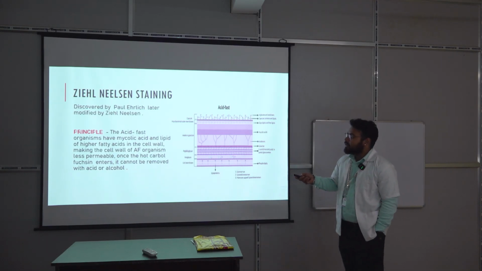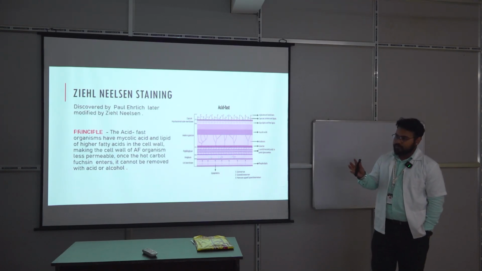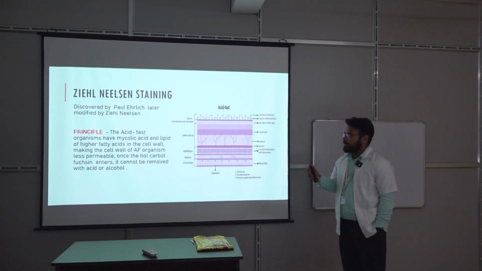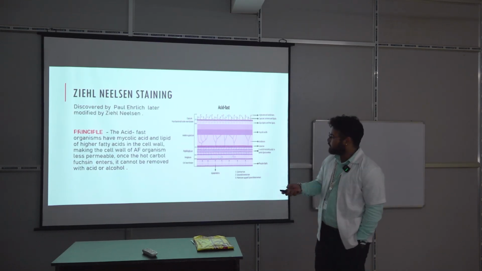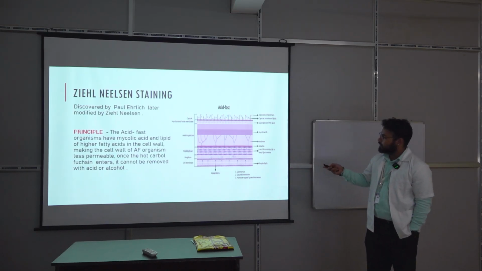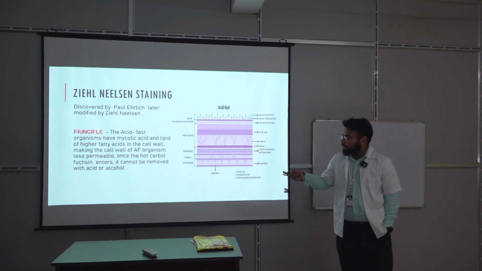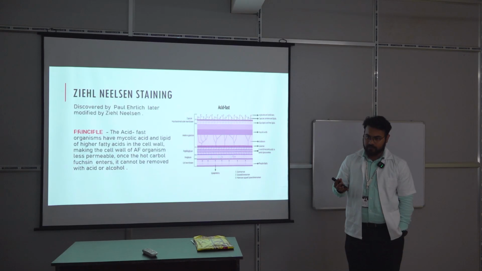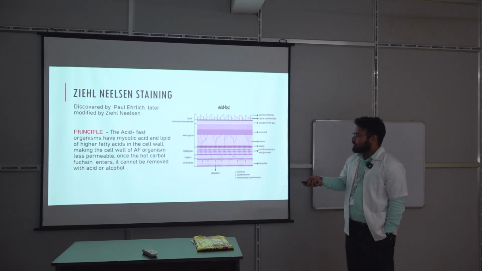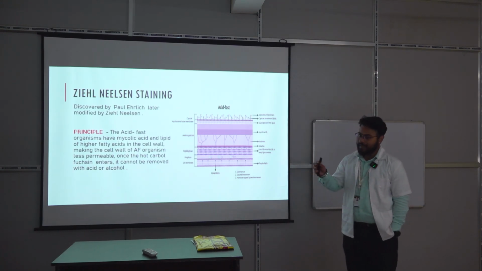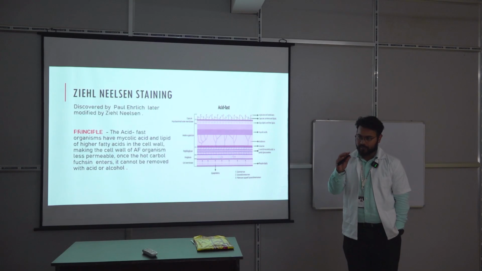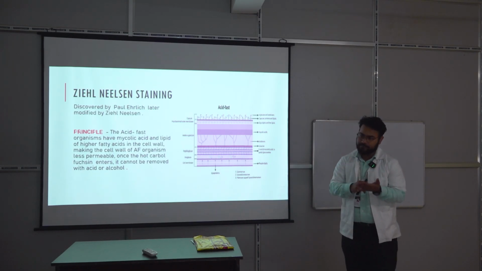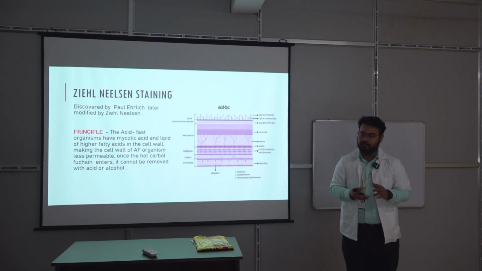The principle is that acid-fast organisms have mycolic acid and high fatty acids in their cell wall. This is the cell wall. This is the mycolic acid. In presence of hot carbol fuchsin, it allows the carbol fuchsin dye to enter. Carbol fuchsin is made up of basic fuchsin, alcohol, and phenol.